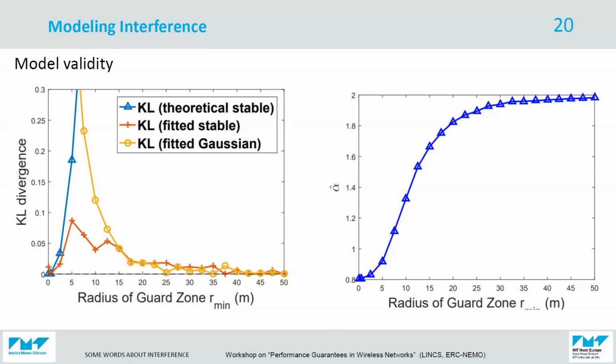On the right, the orange line is the Gaussian model. So you see that the Gaussian model, if you really increase your guard zone, so you forbid anybody to speak around you on a large area, then it tends to be Gaussian, because you suppress these strong guys that make your system not Gaussian. And when you reduce this guard zone, then the model does not fit anymore.